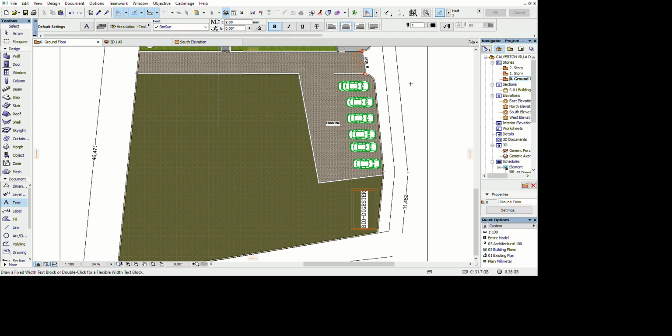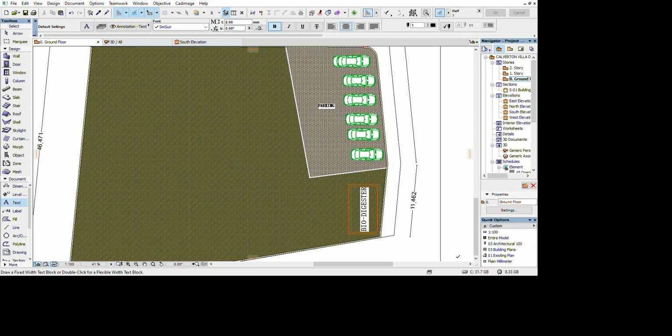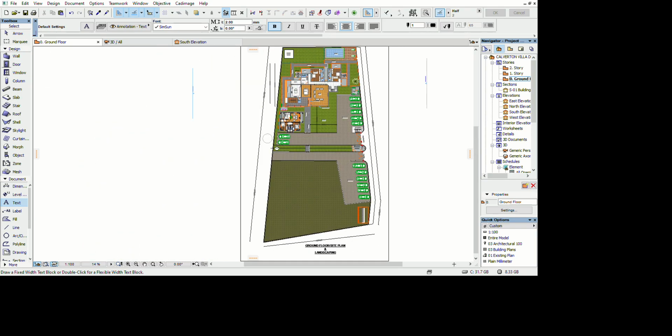But we have an extra parking here. People going to this part use gate B to access this parking. So there's a parking and there's a biodigester. A biodigester is the one that will be processing any kind of waste that is being generated from the house.